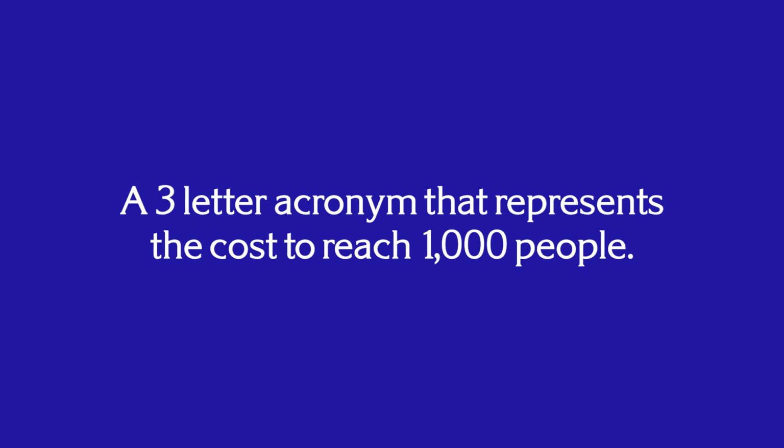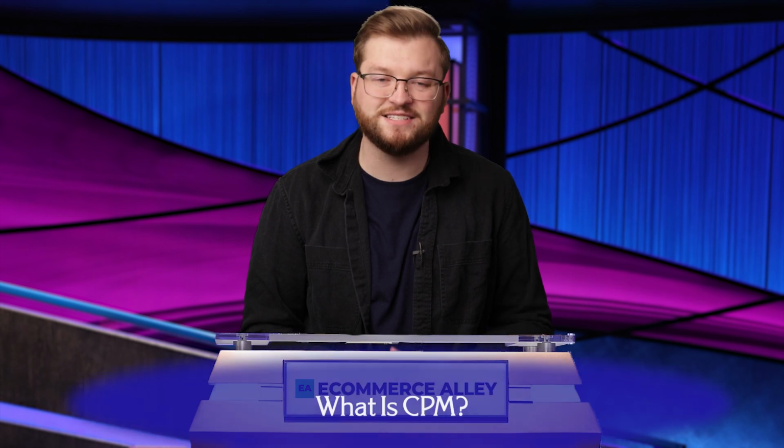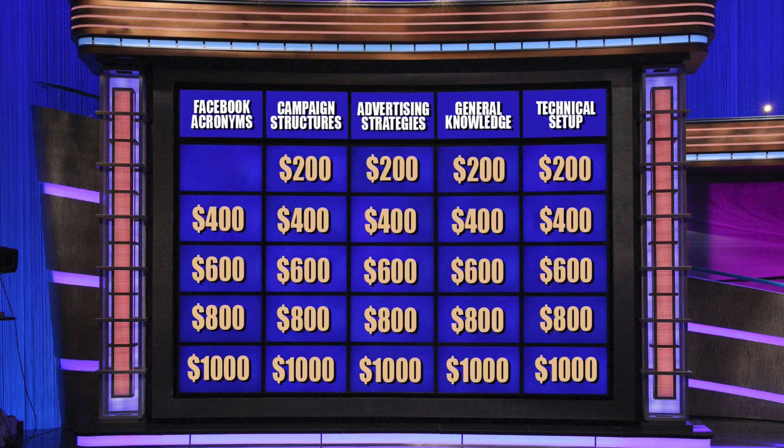Let's get started with Facebook acronyms for 200. A 3-letter acronym that represents the cost to reach 1,000 people. It stands for cost per milli. What is CPM? All right, let's move on to the second clue, campaign structures for 200.